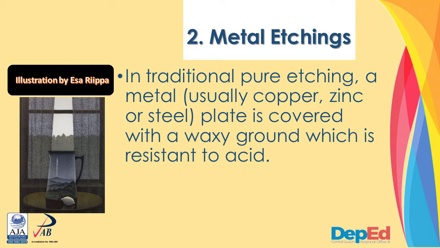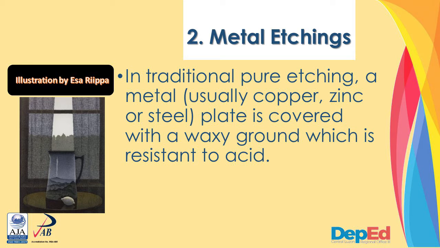In traditional pure etching, a metal plate is covered with a waxy ground which is resistant to acid. The artist then scratches off the ground with a pointed etching needle where he or she wants a line to appear in the finished piece, so exposing the bare metal. The plate is then dipped in a bath of acid. The acid bites into the metal where it is exposed, leaving behind lines sunk into the plate. The remaining ground is then cleaned off the plate.